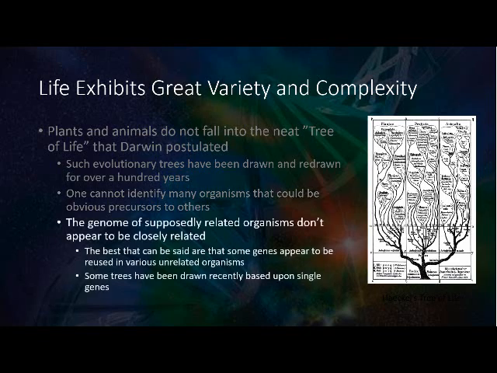Well, you'd think now as we start to learn more about the genomes, and we've identified genes and worked out the human genome and I think many other organisms, you'd think that if organisms were descended from a common ancestor and very closely related, you'd see the genomes that were very similar. We don't really see that, not very often, and the best that can be said is that they do find some genes appearing in various unrelated organisms.